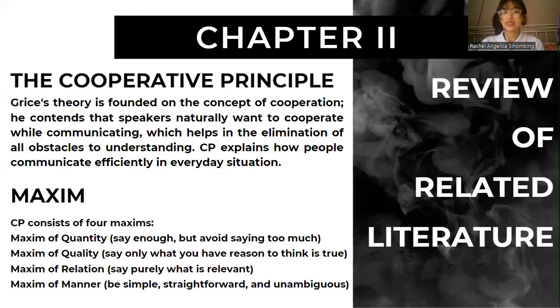Next is maxim. The cooperative principle consists of four maxims. The first one is the maxim of quantity. It means say enough but avoid saying too much. Just give enough information, not less and not too much. The next one is the maxim of quality. Say only what you have reason to think is true. Only give the right or true information.